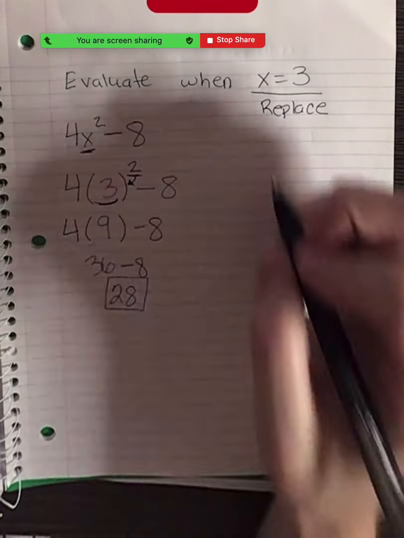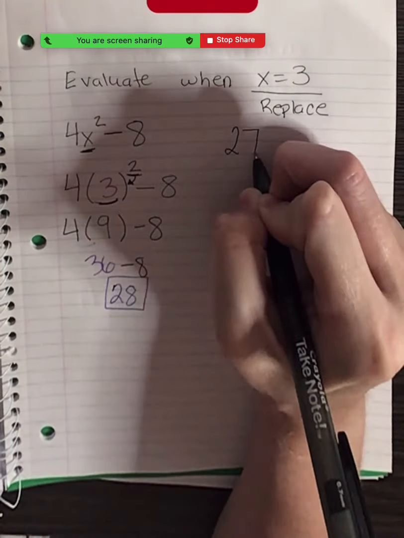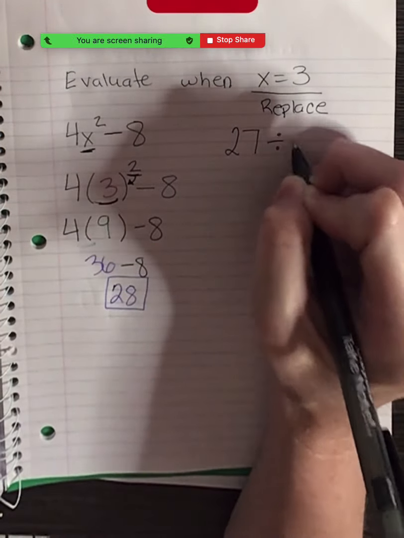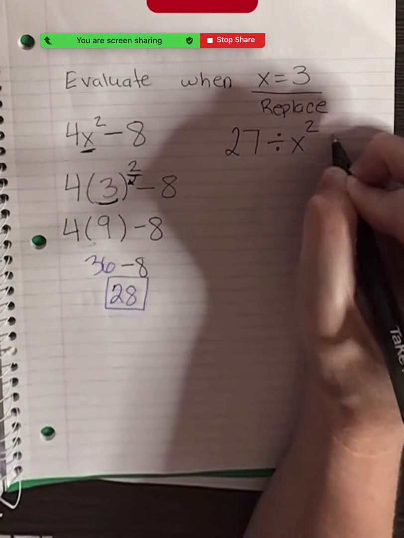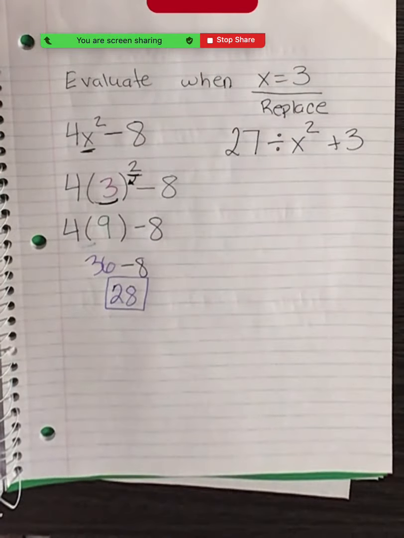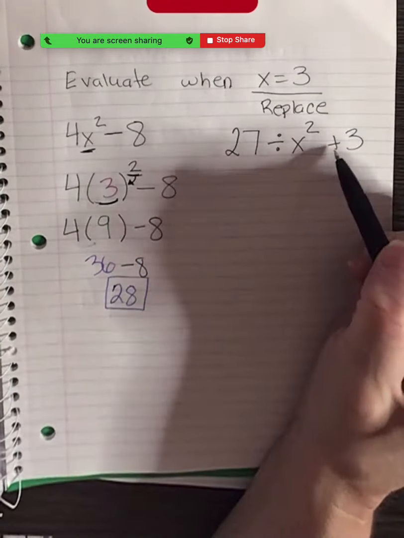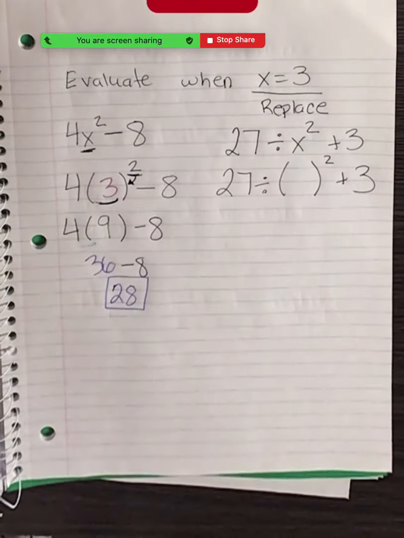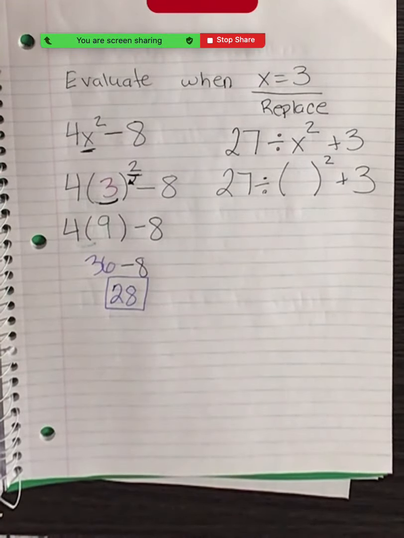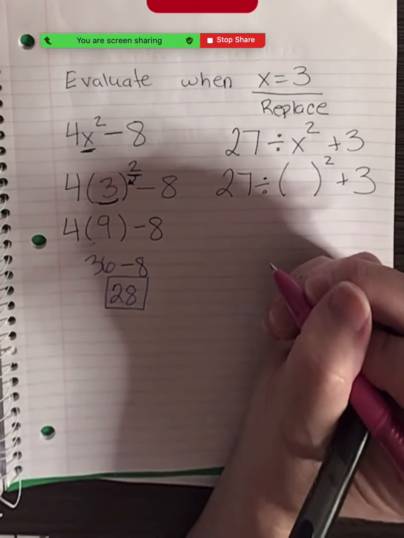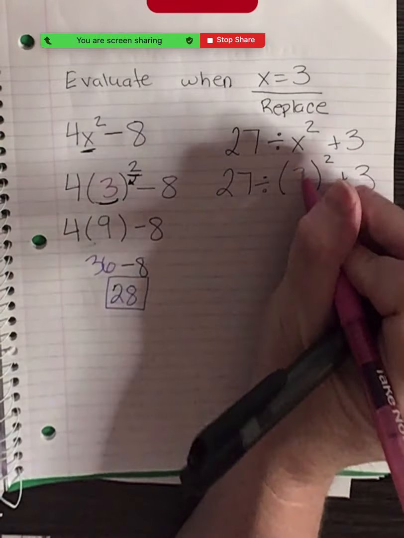Next one, we have 27 divided by x squared plus 3. Okay, again, the first thing you have to do is replace that variable so you know what it's equal to. You can't do anything with this. So we're going to get 27 divided by, there's our x. I always put a parenthesis around x because then I can remember when I substitute it in what its value is. So I'm going to put 3 here.